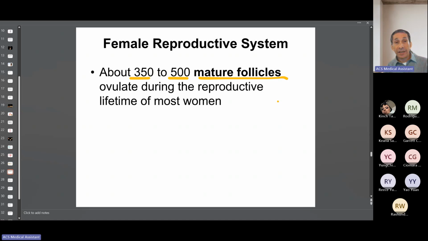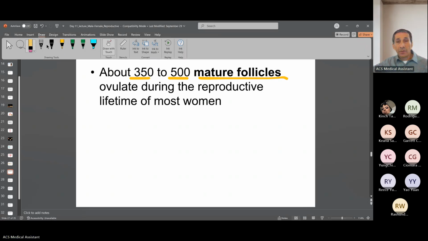You are not releasing many eggs at the same time during ovulation, like males during ejaculation, millions. Females, only one. So that's basically what's going on.